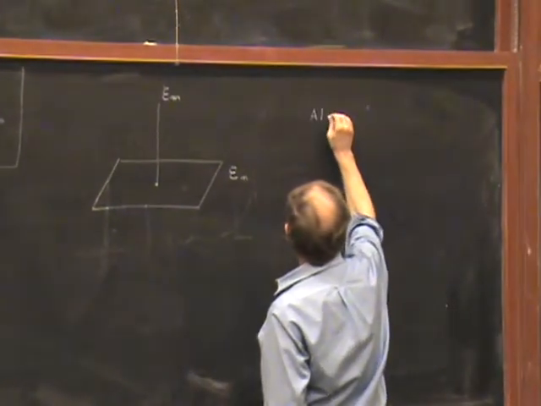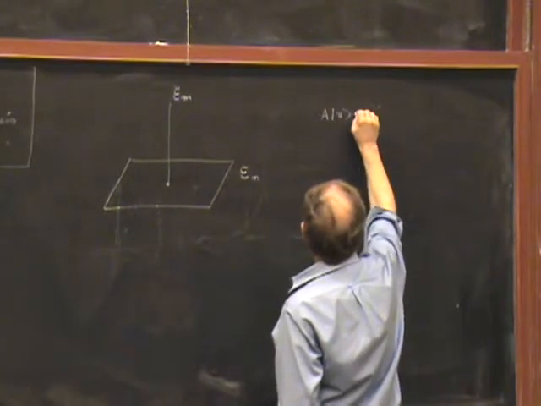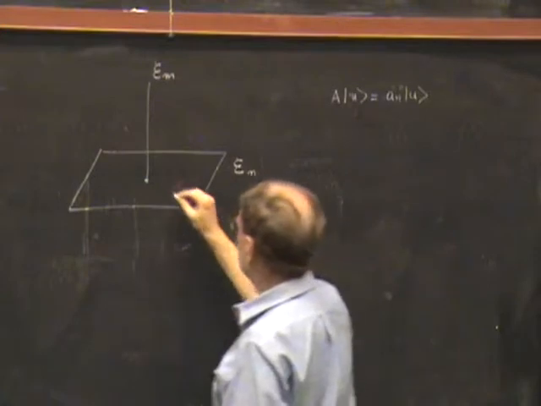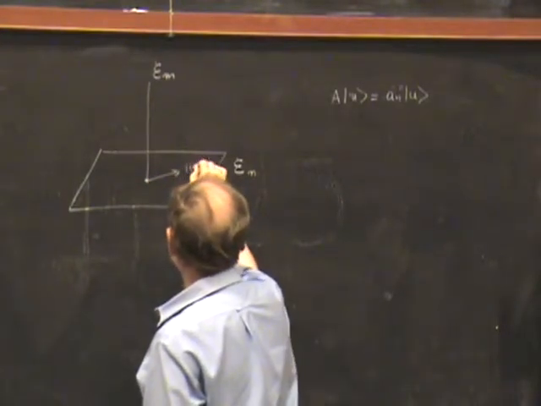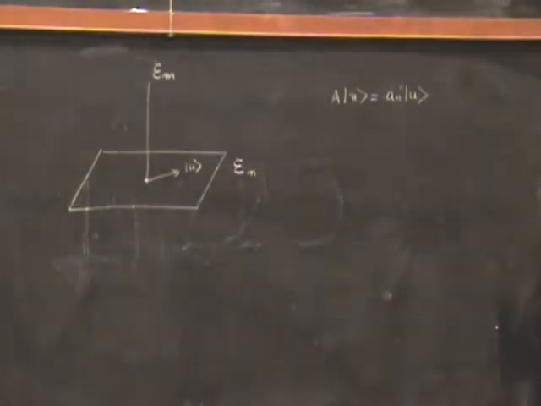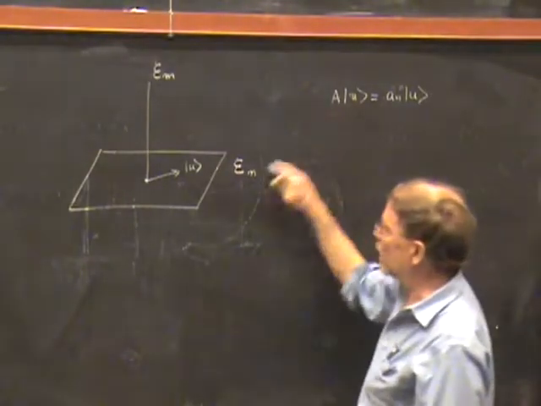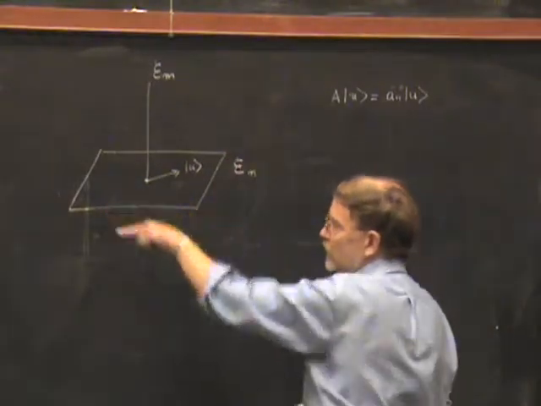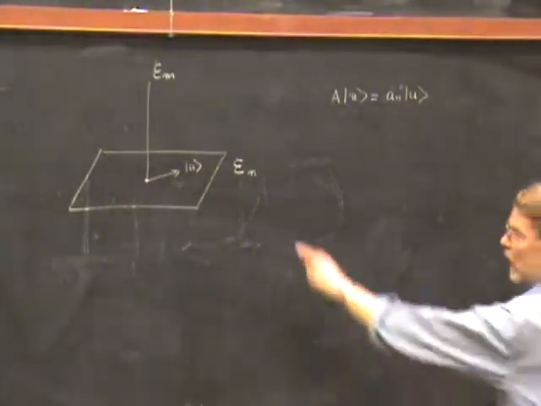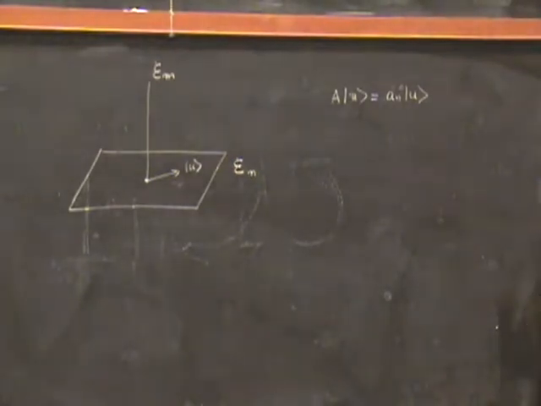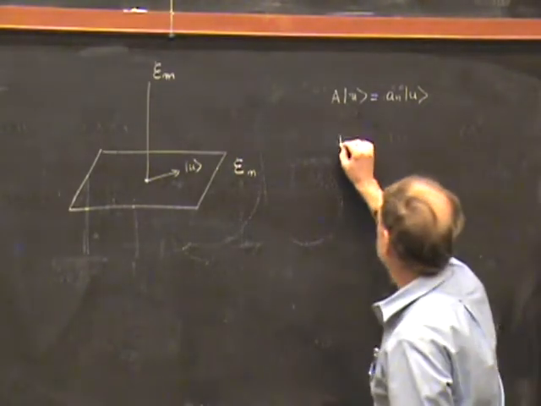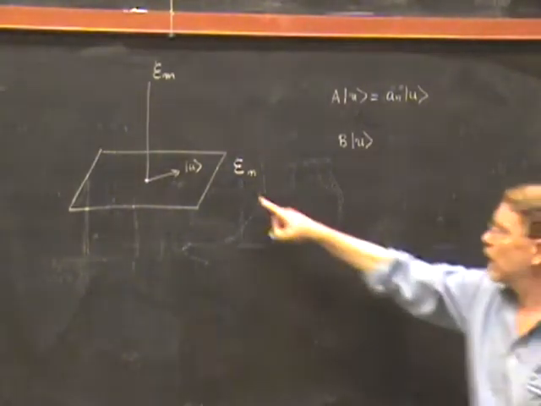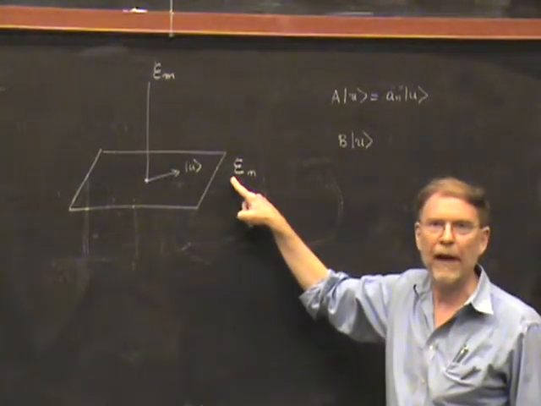Let's suppose that I have A acting on a ket u gives me a_n u. That means that ket u lies inside this eigenspace E_N. And it means that when A acts on it, all it does is multiply it by a complex number, so it gets longer or shorter, maybe it changes its direction, but it stays inside E_N. All right. Now, what if we let the operator B act on a vector that lies in this space E_N? What can we say about that?